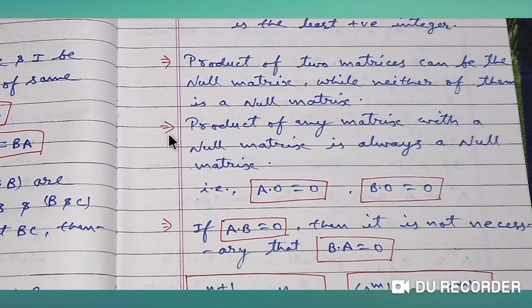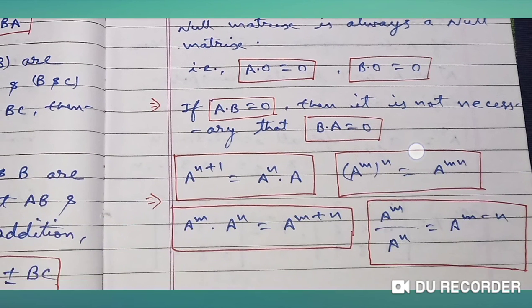Now coming to the next point, which says that the product of any matrix with a null matrix is always a null matrix. If A is any given matrix and O is a zero or null matrix, then when we multiply these two matrices, we always get a null matrix or a zero matrix. It doesn't matter which type the given matrix is. This just says that if one of the matrices is 0 or null, then their product will be 0 or null. Now what about the next line?